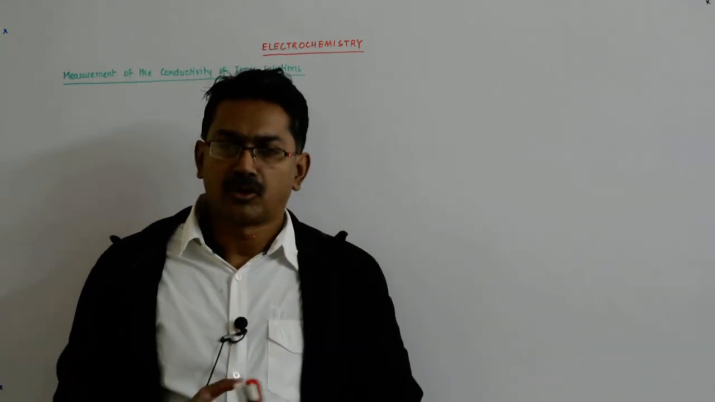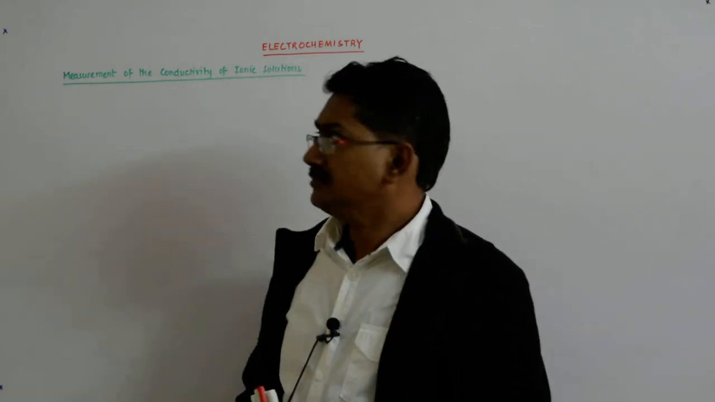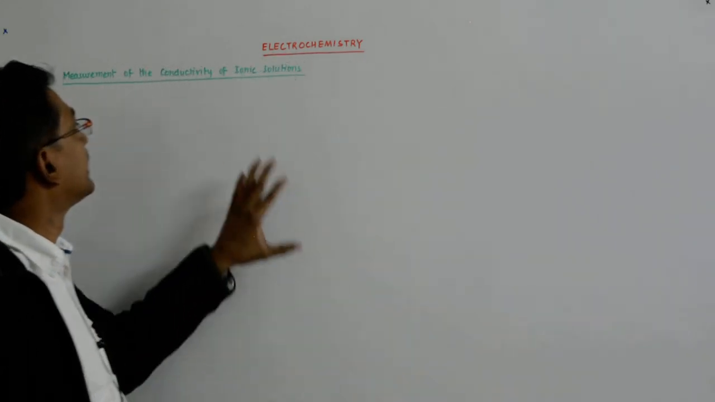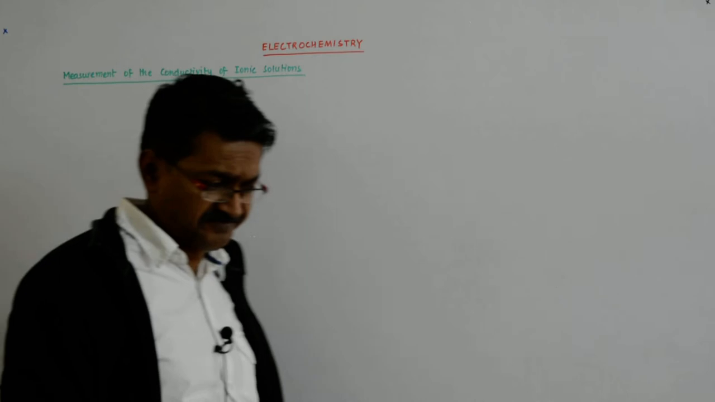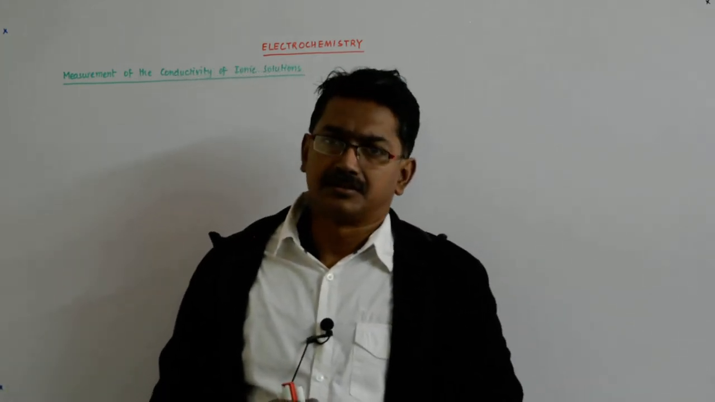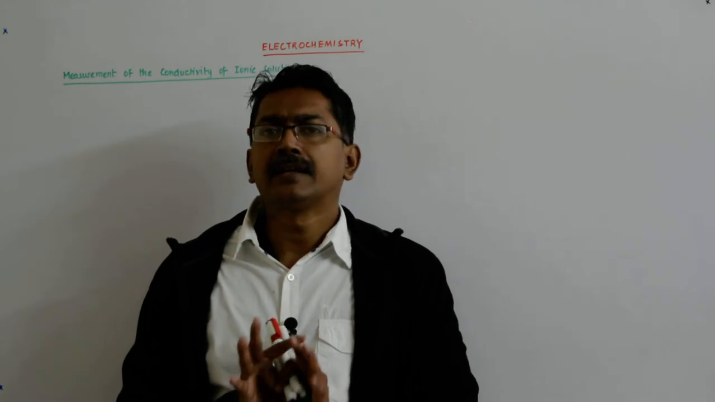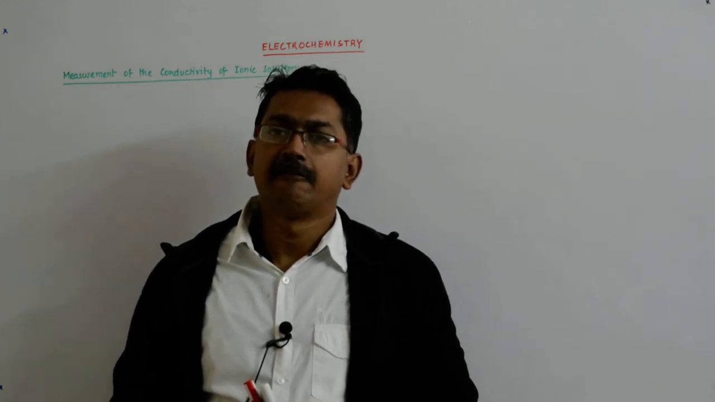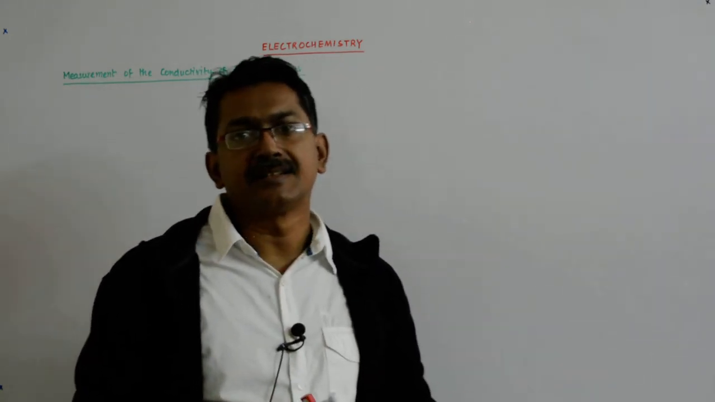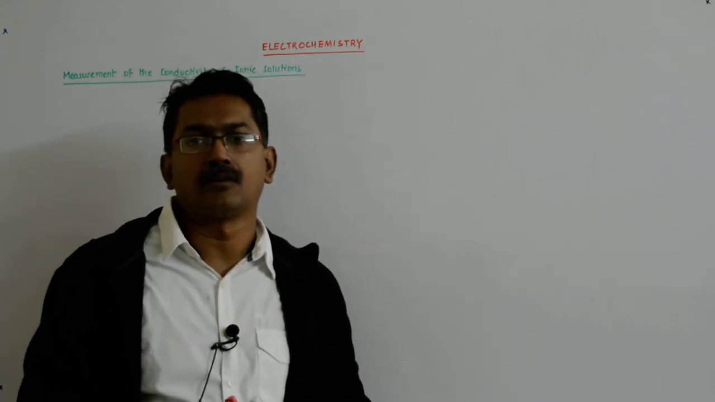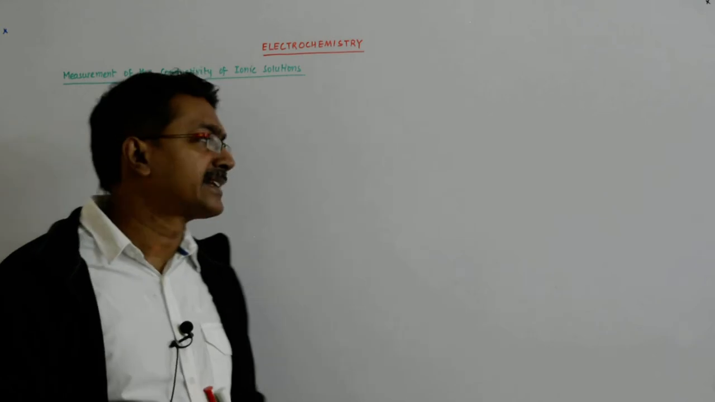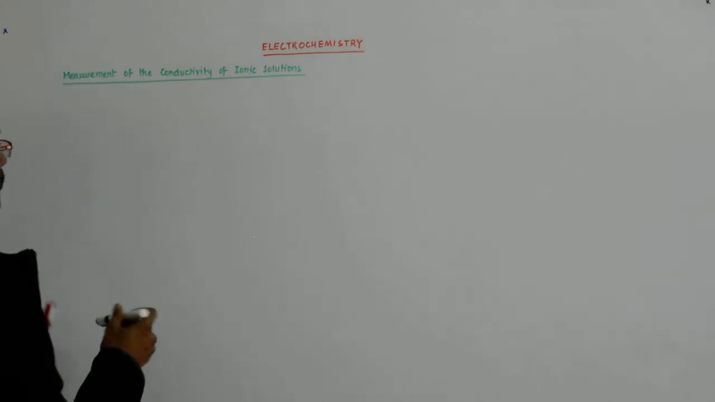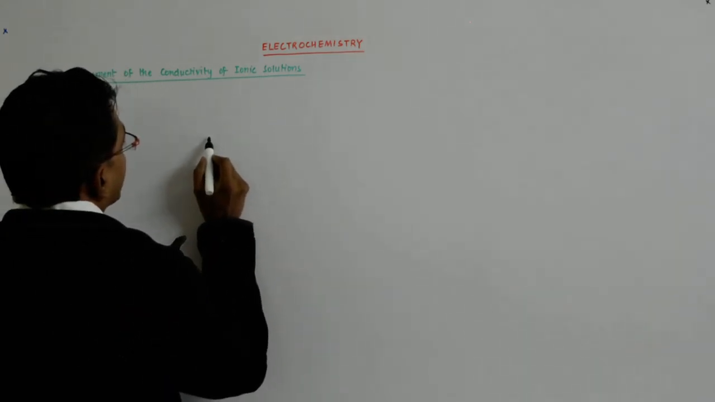Now that we understand what conductance is, what conductivity is, we'd like to measure the conductivity of an ionic solution or an electrolytic solution. Now, what are the options with us? We have done in chapter 3, electricity physics, the Wheatstone bridge, where we are able to measure the resistance of a wire or any unknown resistor by connecting it as one of the arms in the Wheatstone bridge, right? So Wheatstone bridge is something like this.